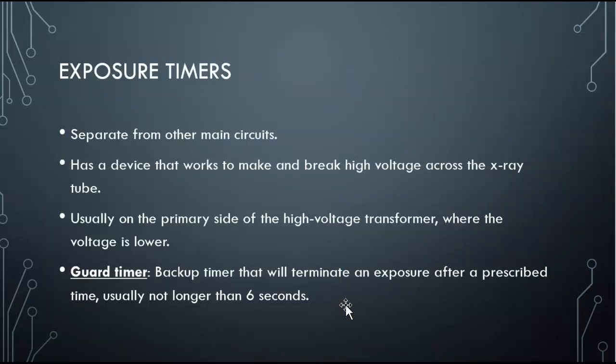Exposure timers are separate from other main circuits. A timer has a device that works to make and break high voltage across the X-ray tube, usually on the primary side of the high voltage transformer where the voltage is the lowest. There's a guard timer, which is a backup timer that will terminate an exposure after a prescribed time, usually not longer than 6 seconds. Okay, so there's a guard timer, there's a backup timer.